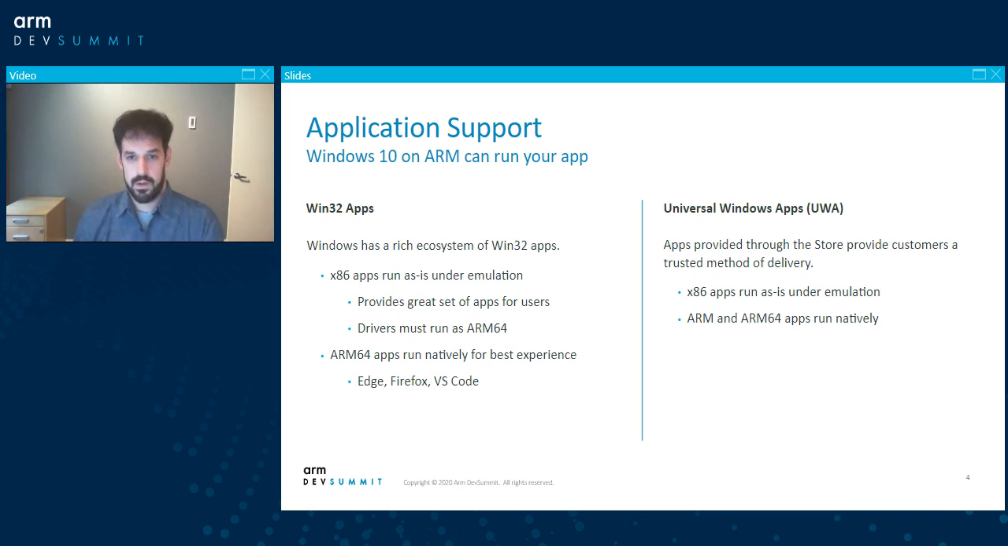On the other side of the house, apps provided through the store continue to provide a trusted method of delivery. You know exactly what you're getting. It's coming directly from Microsoft. Unsurprisingly, x86 apps run as is under emulation through the store, just like with Win32. Through the store, there's both ARM, referring to 32-bit ARM or ARM32, and ARM64 apps. Both of those can run with native performance from the store.